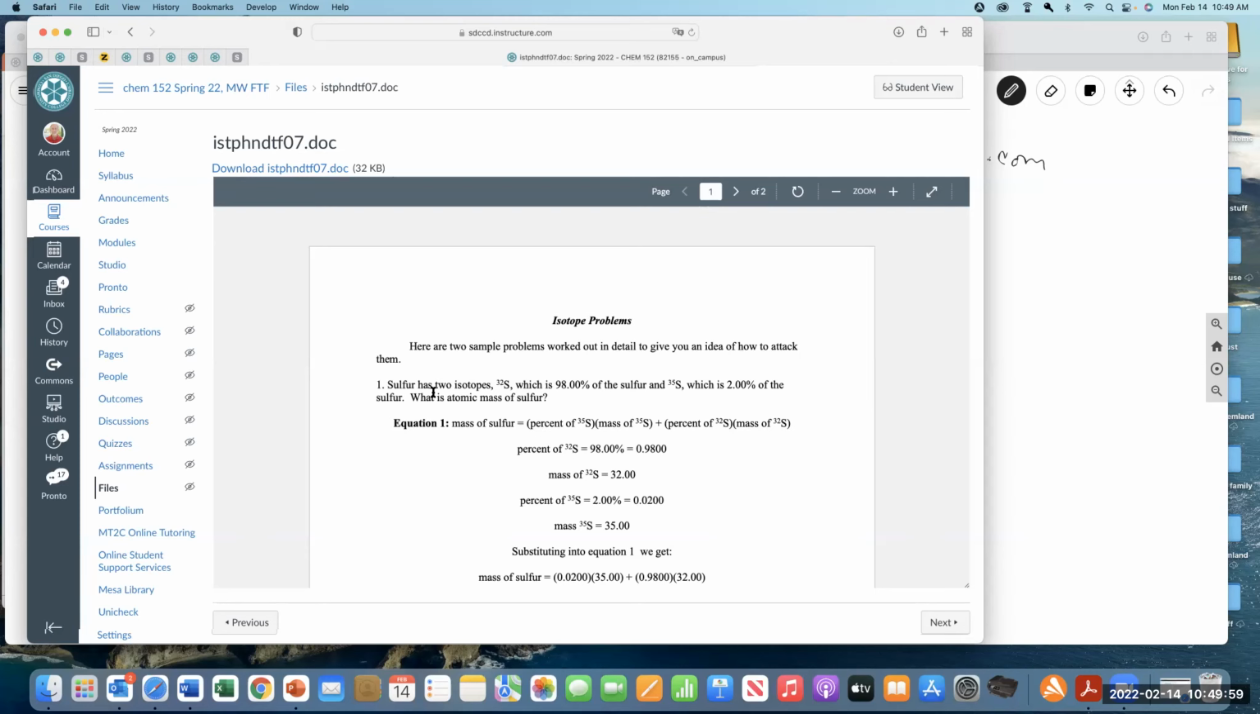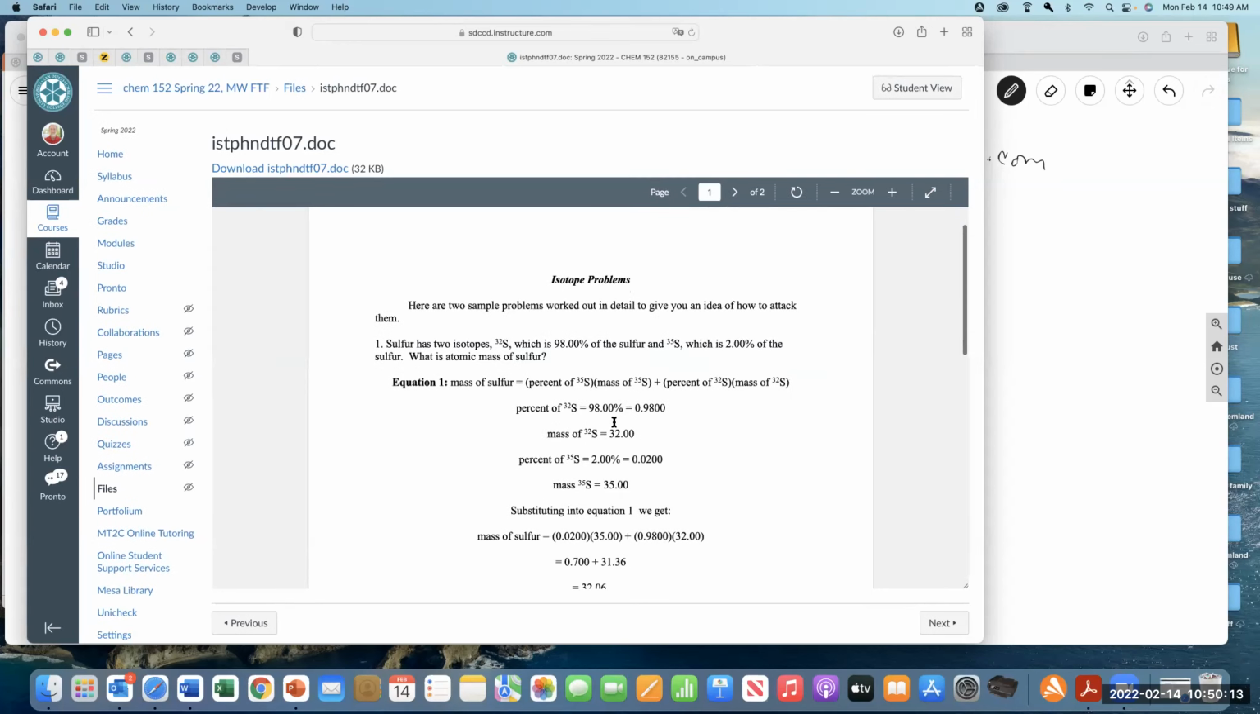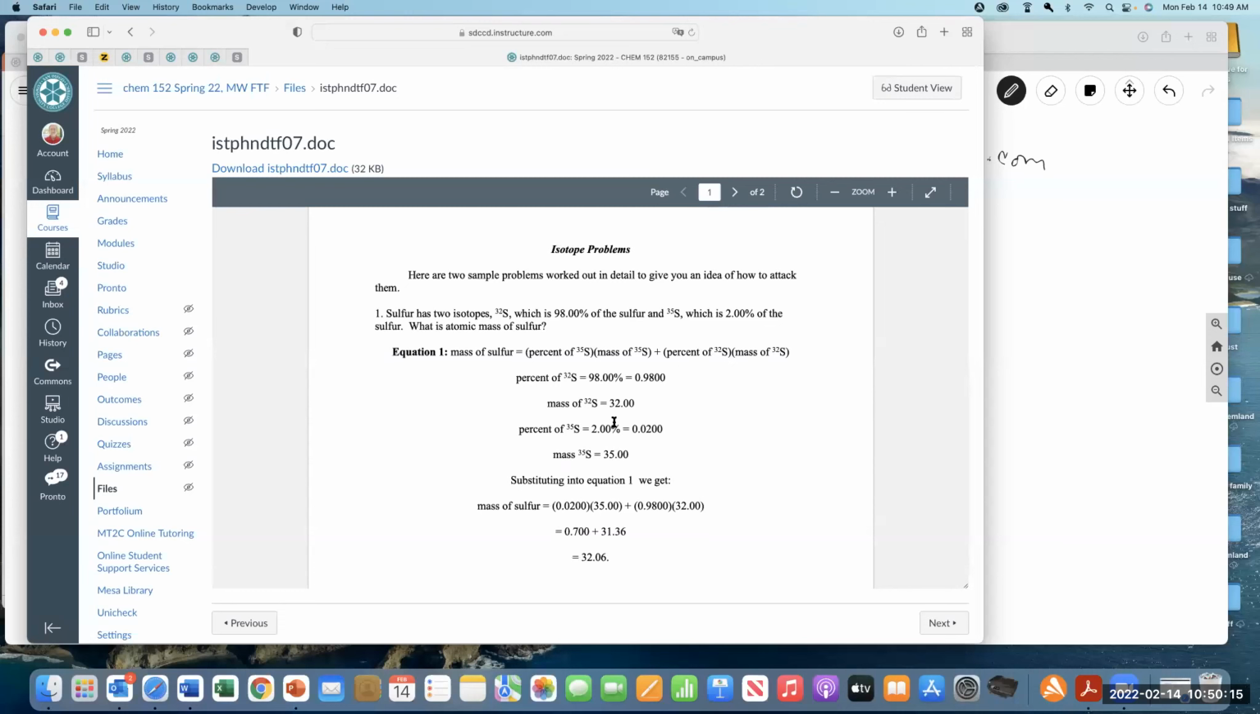If I say sulfur has 2 isotopes, you can assume that the mass of an isotope is basically a whole number. So sulfur 32 would be a mass of 32, and sulfur 35 would be a mass of 35. And I could calculate the weight of the average sulfur atom if I knew the percentages. Just plugging it in. It's the same equation as I did for the paper clips.